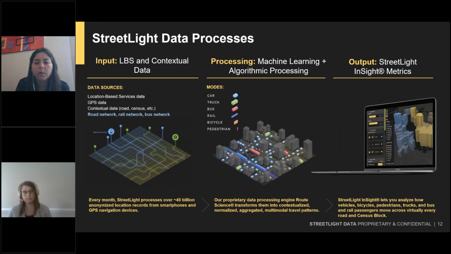So how do we do this? Well, every month, Streetlight processes over 40 billion anonymized location records from smartphones and in-vehicle GPS navigation devices. Our proprietary data processing engine, RouteScience, transforms them into contextualized, normalized, aggregated, multi-mode trips. Streetlight Insight, our product, lets you analyze how vehicles, bikes, pedestrians, trucks, bus and rail passengers move on every corridor to and from every census block.